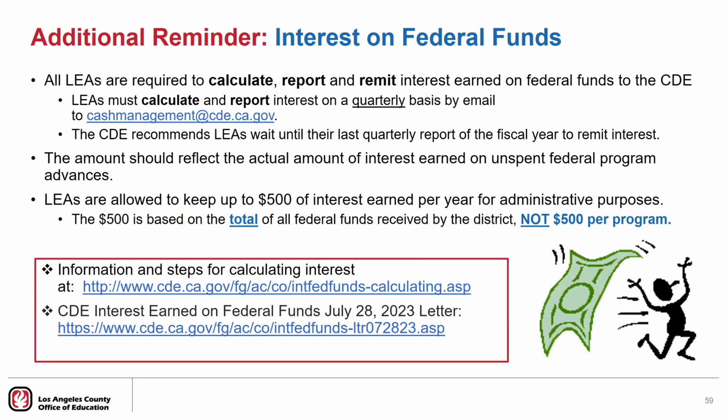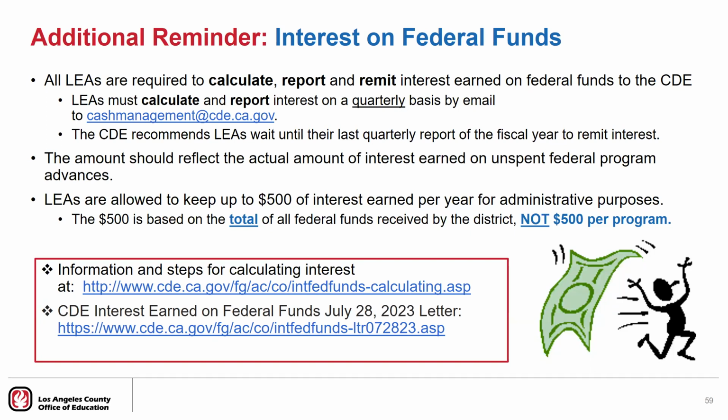One additional reminder we wanted to provide is that all LEAs receiving federal advances are required to calculate, report, and remit interest earned to the CDE. And so it's important to keep in mind that this is in addition to the CMDC reporting. The interest due on federal cash balances should reflect the actual amount of interest earned on the unspent federal program advances. Interest must be calculated and reported to the CDE on a quarterly basis by email, and the information reported must specify the amount of interest due or 0 if there is no interest due.